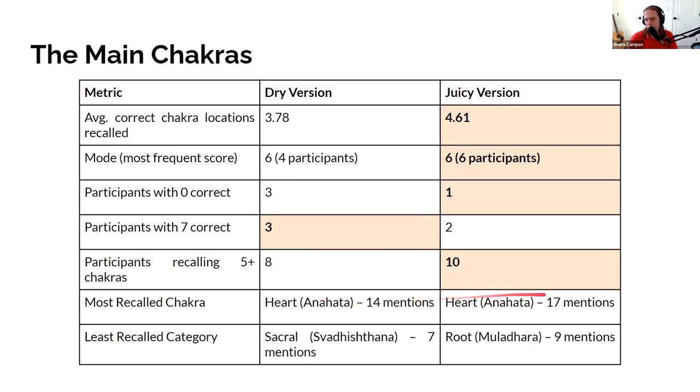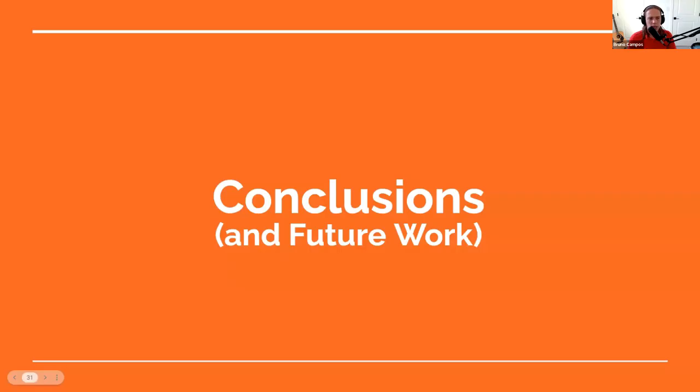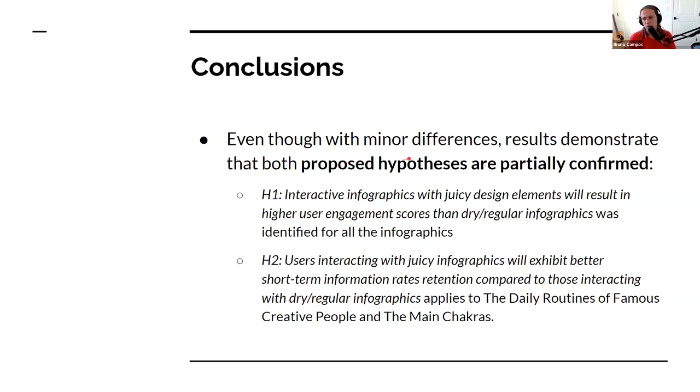And then here, the mentions. The heart was the most recalled one in both versions. In the dry version, the sacral was the least recalled one, and the root in the juicy version. So on that, right, the conclusions and suggestions for future work.